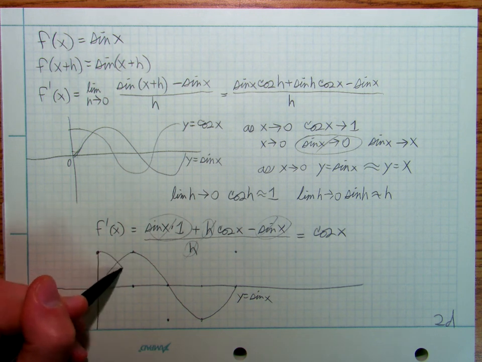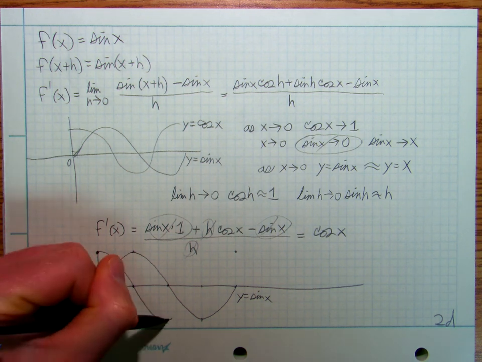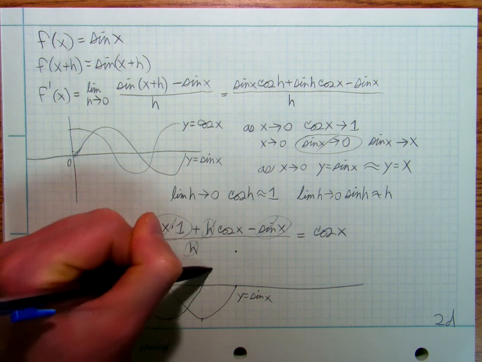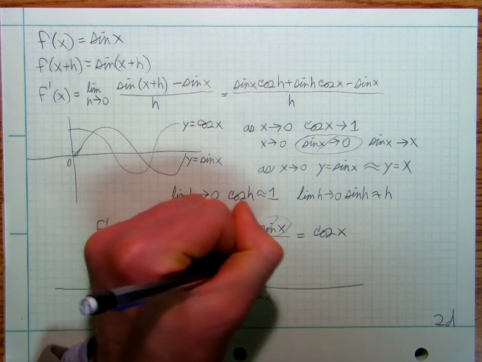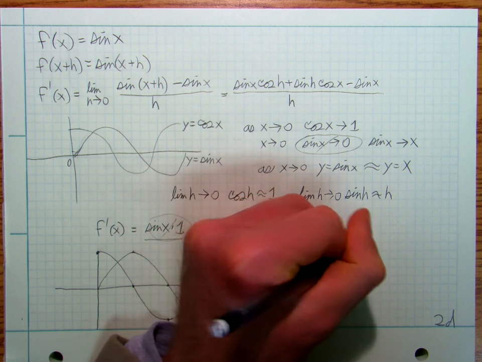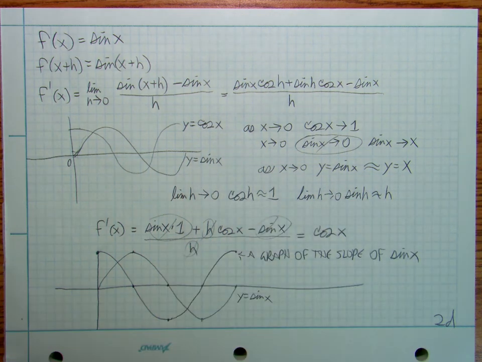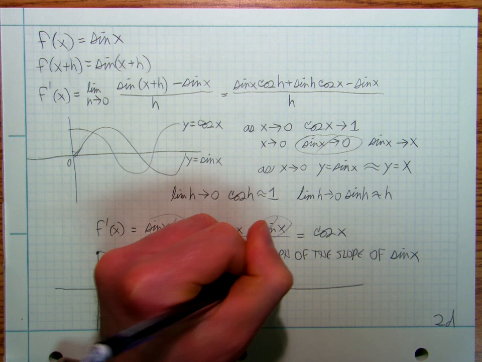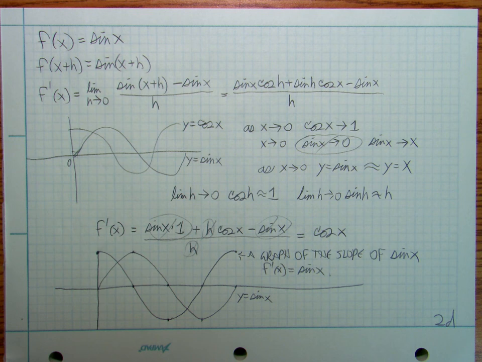So if I graphed the slope of sine x, we're going to see that f prime of x is equal to cosine x. Okay, so more videos on that, and we'll let the computer graphing software do a better job with that than I can.